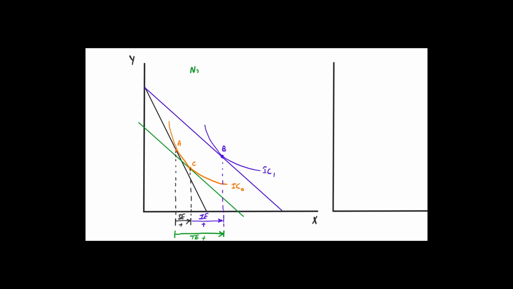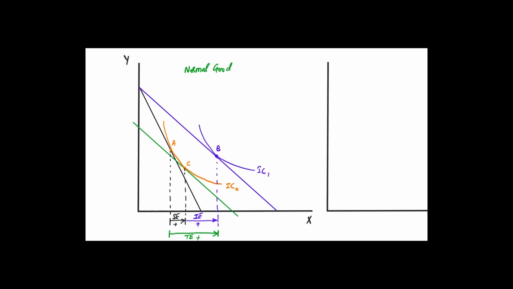This is our scenario for a normal good. Number 2, when the price falls, what happens to an inferior good? Let's do the summary first.